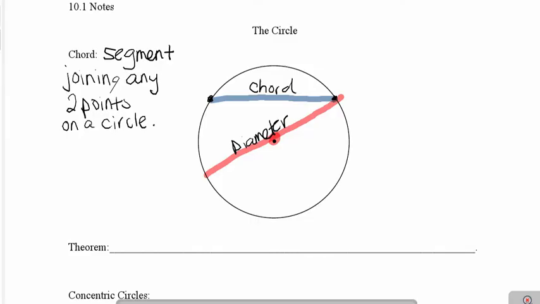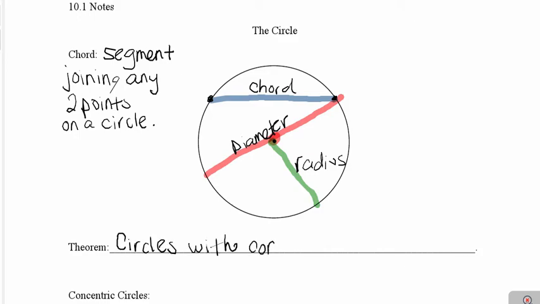Then the other vocabulary word that we've discussed is the radius of a circle. The radius is always half the distance of the diameter. So it comes from the center point of a circle to a point on the circle. Now, a theorem involving circles is circles that have the same size radius are always going to be congruent. Or circles with congruent radii are going to be congruent to each other.